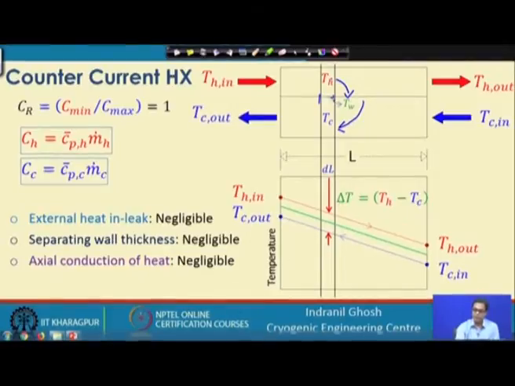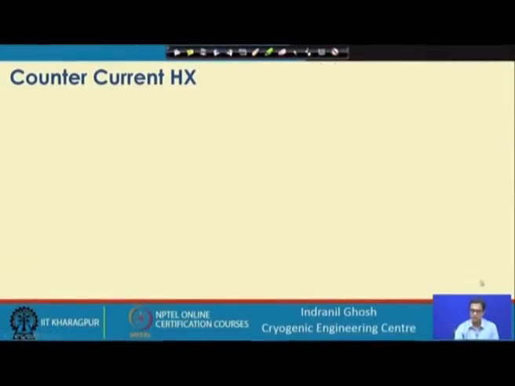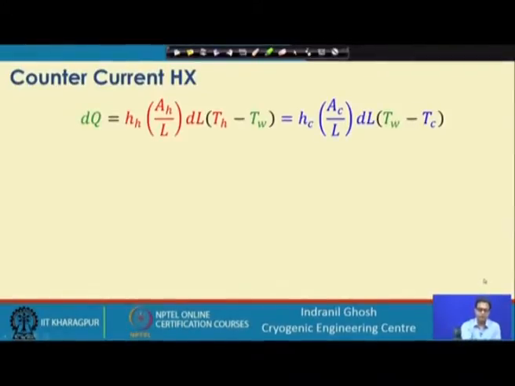So, if we assume that the heat transfer surface area is uniformly distributed over the entire length, we will find that the heat transfer equation will look like dq equals T_h minus T_w and the area associated with this elemental length dL, that is A_h by L, and dL is the small element, and over and above h_h, the heat transfer coefficient of the hot fluid side.